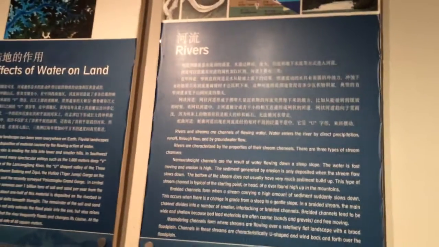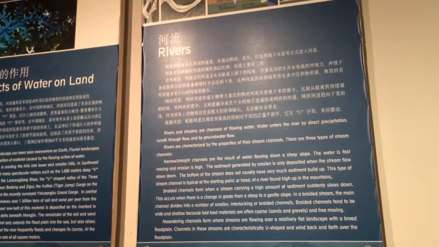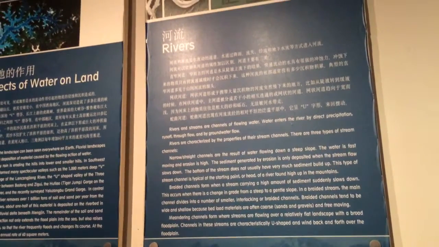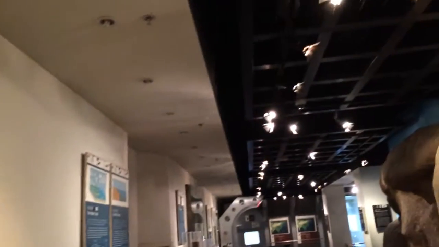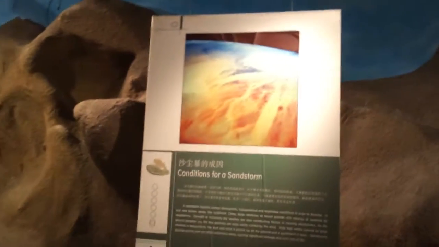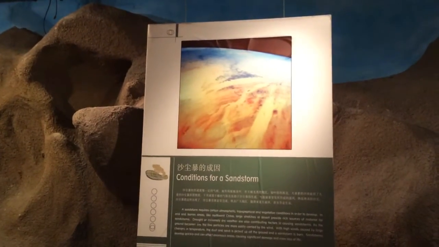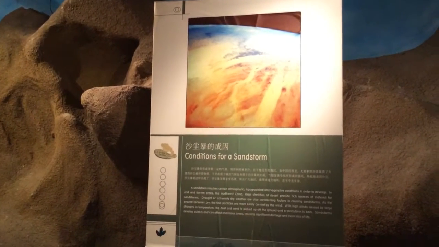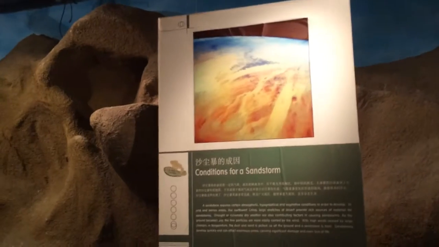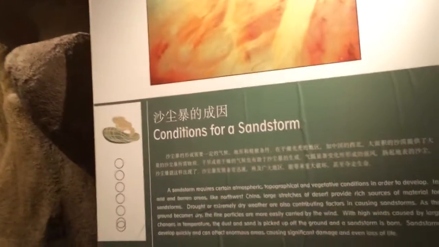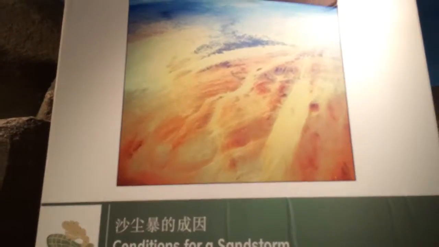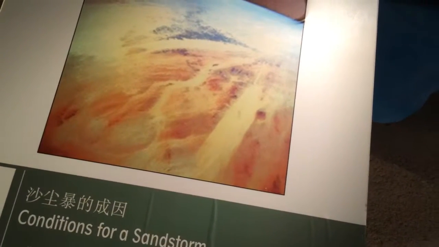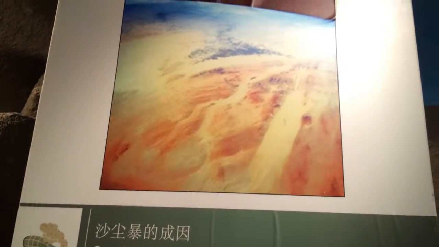Channels in these streams are characteristically U-shaped. Many distinctive wind-eroded landforms, including boulders, mushrooms, castles, and sand dunes, have been molded by sandstorms. Their violent winds carry clouds of sand and dust through the air. Over 1/4 of China's territory is taken over by deserts, totaling around 2.6 million square kilometers. Half of this area is occupied by the Gobi, China's largest and most well-known desert.